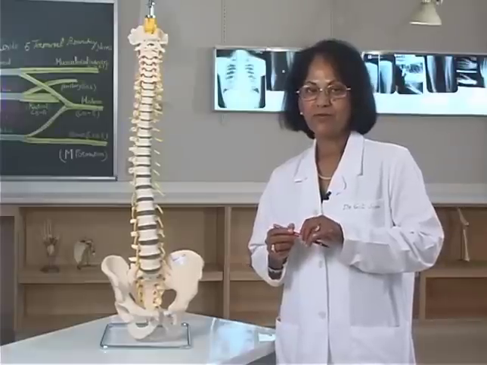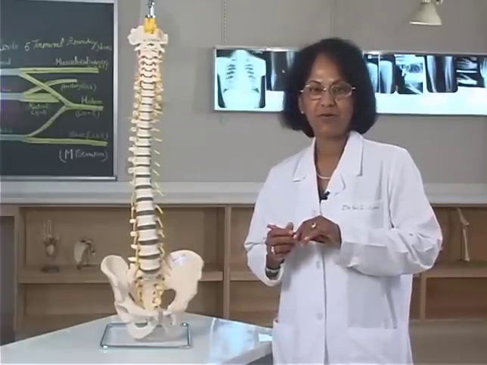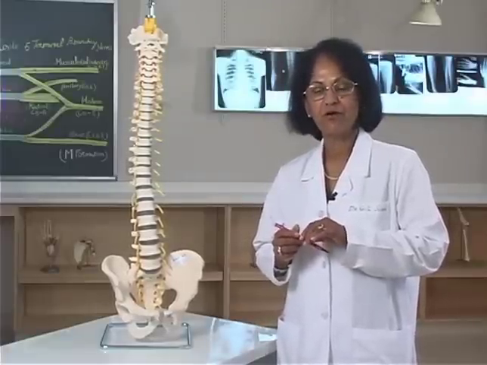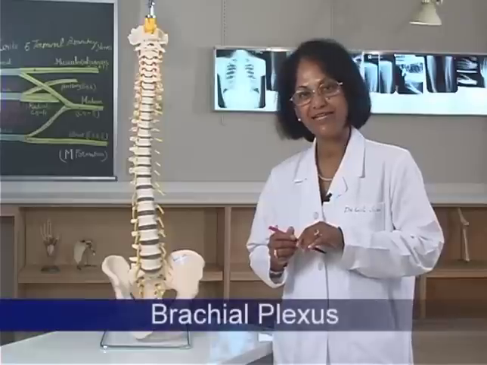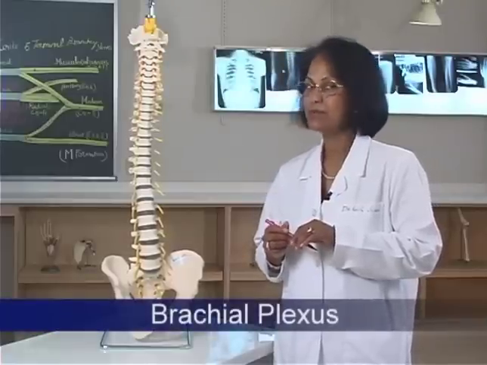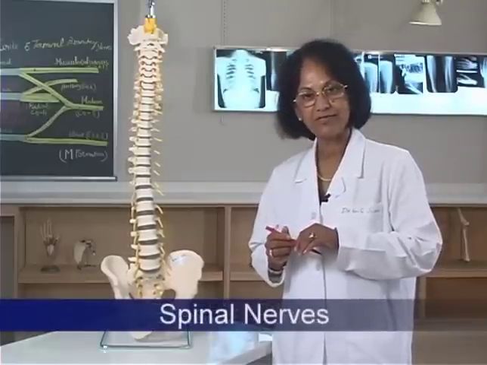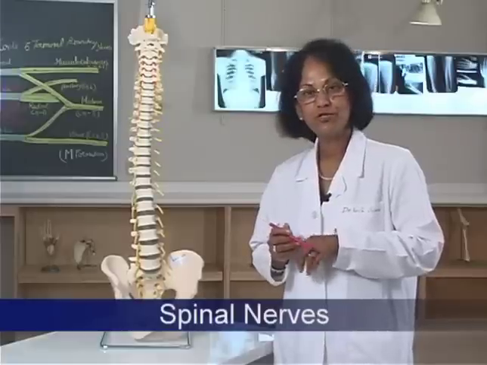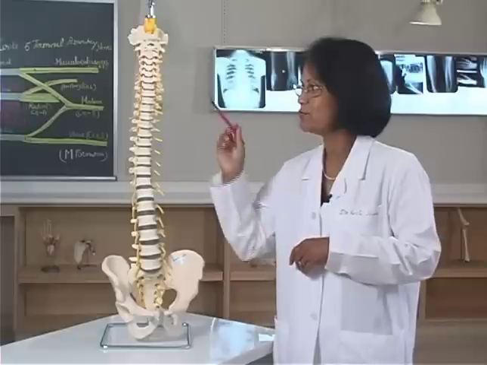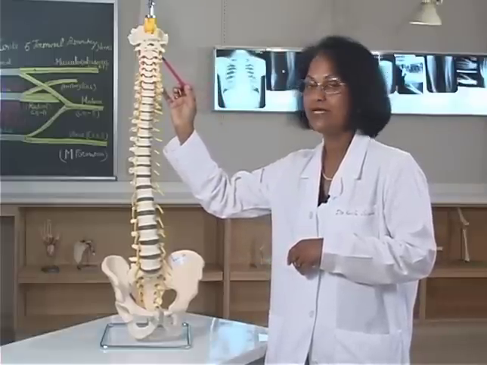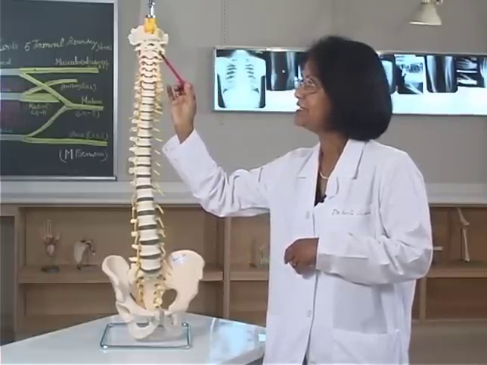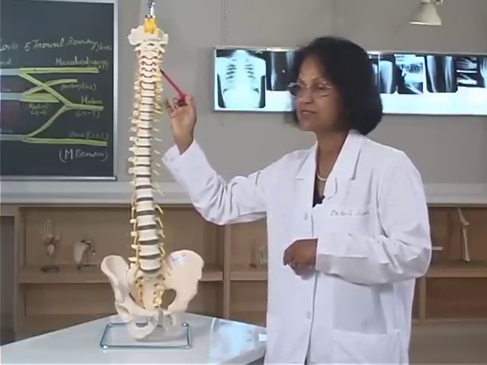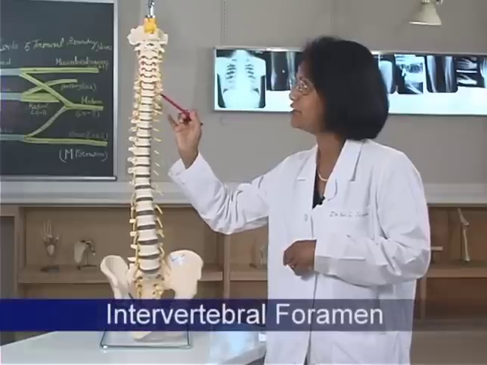Now I am going to talk about the nerves of the upper limb. These nerves come from a plexus which is called the brachial plexus. The brachial plexus is formed by the spinal nerves. To introduce you to a spinal nerve, I have this model here which is showing in yellow the spinal nerves coming out from the intervertebral foramen.